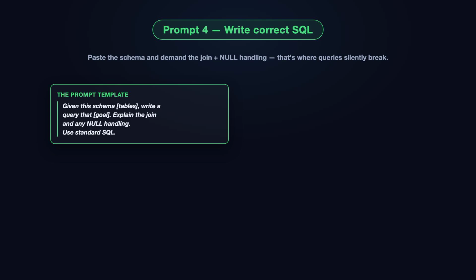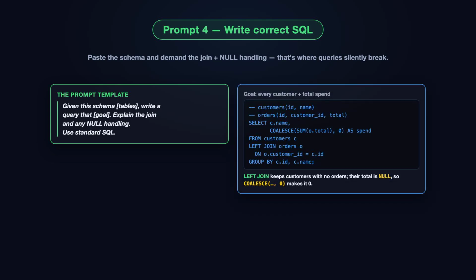Prompt 4, SQL. Most people describe a query in vague English and get back something that silently drops rows. Give it the schema and be explicit. Given this schema, and you paste your tables, write a query that does this specific goal. Explain the join and any null handling. Use standard SQL. Pasting the actual schema is what stops the model from inventing column names. And explain the join and any null handling is the senior move, because joins and nulls are exactly where queries go wrong.